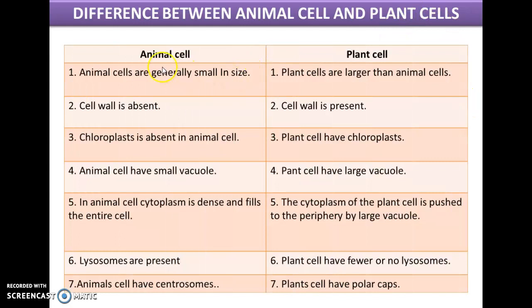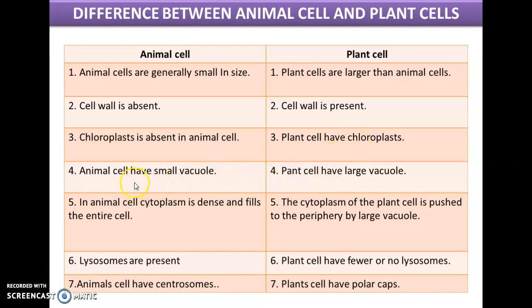Difference between animal cells and plant cells. Plant cells are larger than animal cells, and the size of animal cells is generally small. The main differences between the animal cell and plant cell are: in animal cell, cell wall is absent, but in plant cell, cell wall is present. In animal cell, chloroplast is absent, and in plant cell, chloroplast is present.